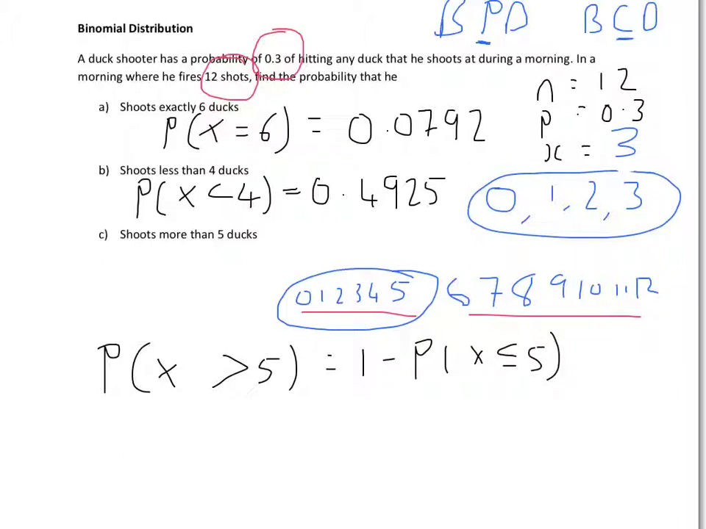So we're going to do the same thing, BCD, because we want up to and including 5, and we're just going to change x to be 5. Okay, and you'll end up coming up with 1 minus 0.8822, if we round, which is 0.1178.